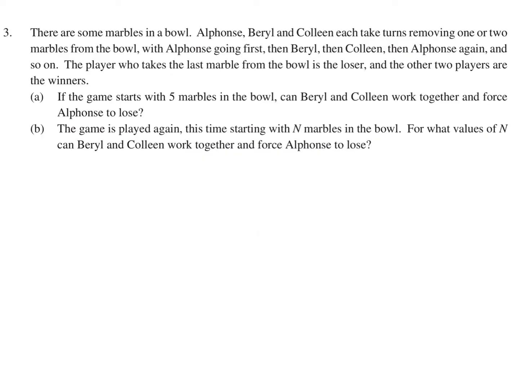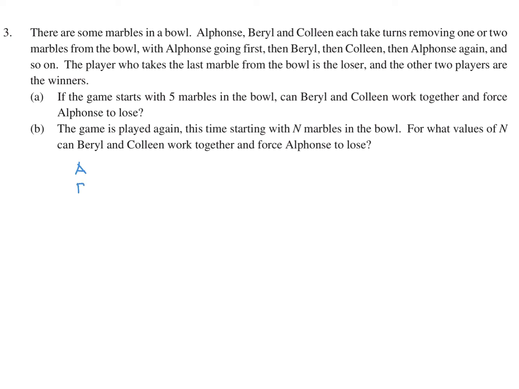There are some marbles in a bowl. Alphonse, Beryl, and Colleen each take turns removing 1 or 2 marbles from the bowl, with Alphonse going first. Then Beryl, then Colleen, then Alphonse again, and so on. The player who takes the last marble from the bowl is the loser, and the other 2 players are the winners. If the game starts with 5 marbles in the bowl, can Beryl and Colleen work together and force Alphonse to lose?